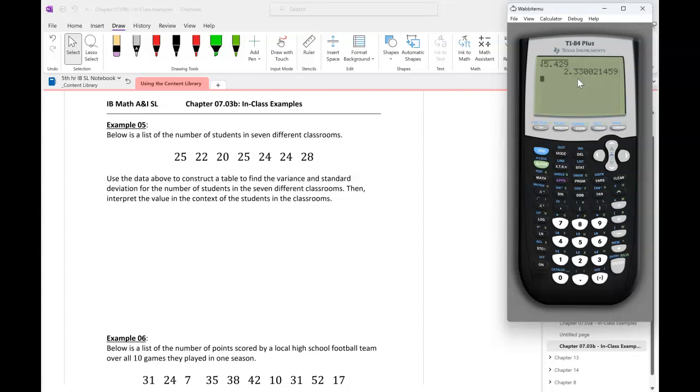Everybody's okay with that? Notice that to get this same standard deviation, I could have run the one variable statistic on the original data set, L1, and pulled it from the population standard deviation listed here. Remember, in the IB SL, all the standard deviations are always population. So it's always the sigma x, not the Sx.